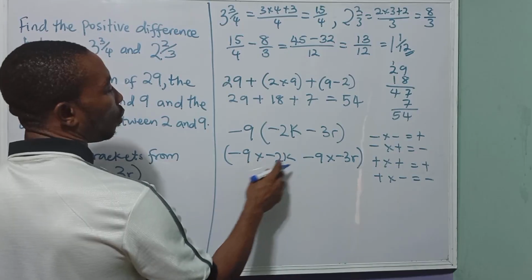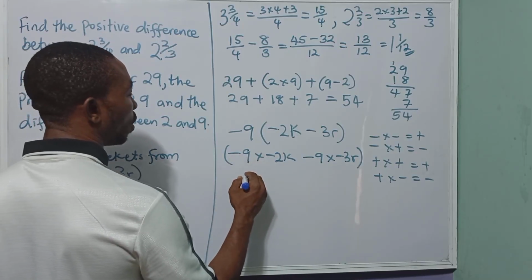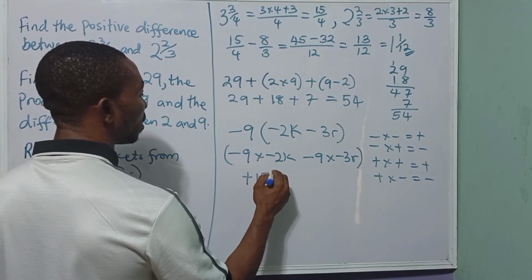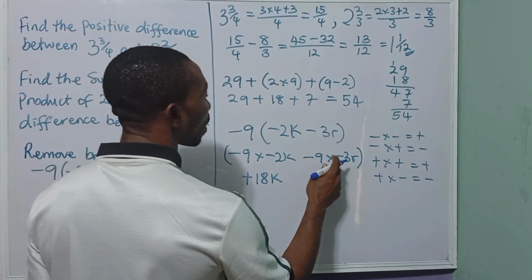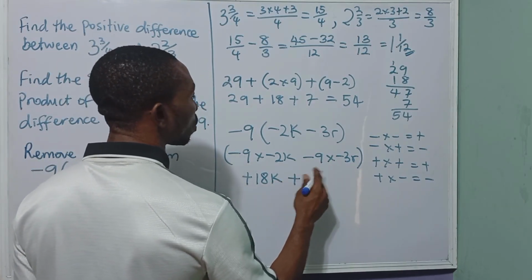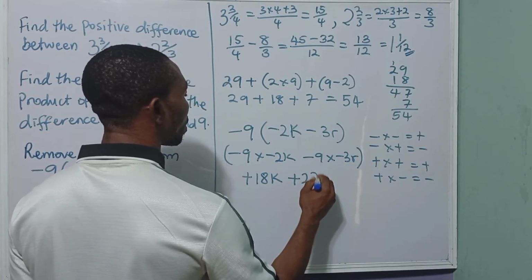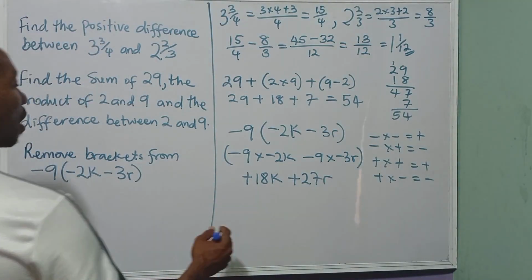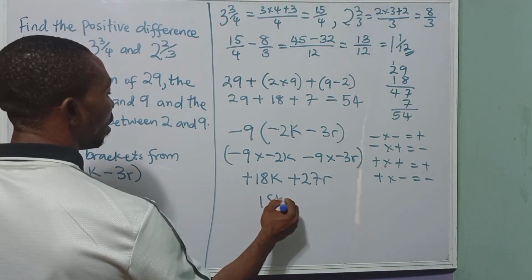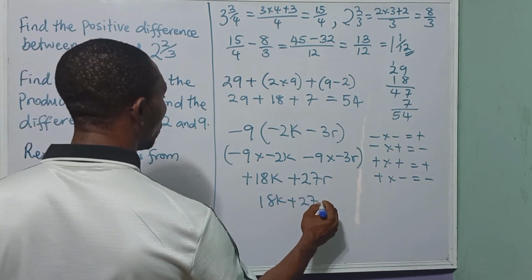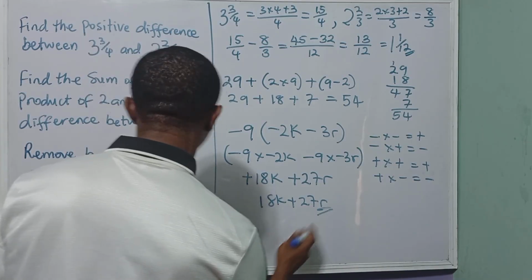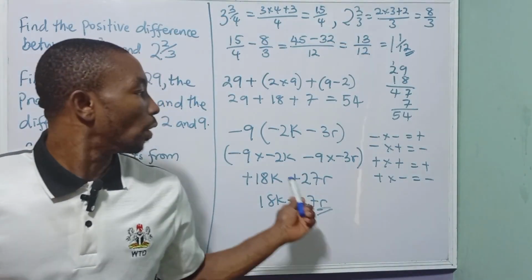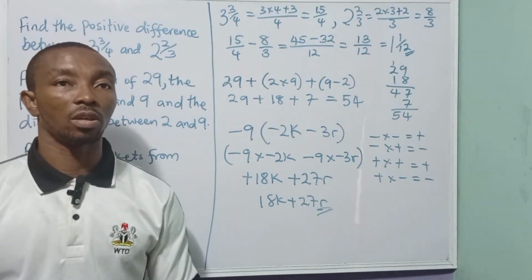So with this, minus times minus gives us plus. 9 times 2 will give us 18k. Minus times minus will give us plus. 9 times 3 will give us 27r. So with this, we can now say that our answer will be 18k plus 27r. Now with this, we've removed the bracket from this question.